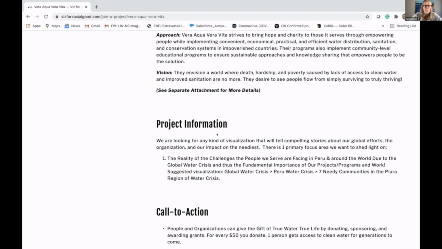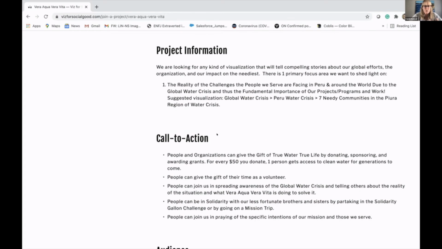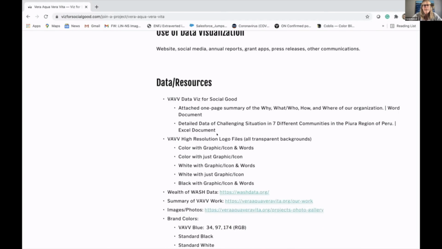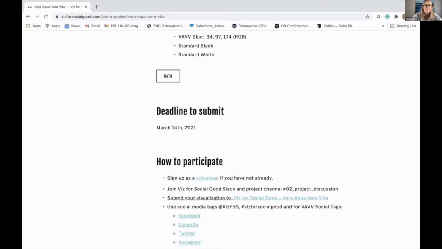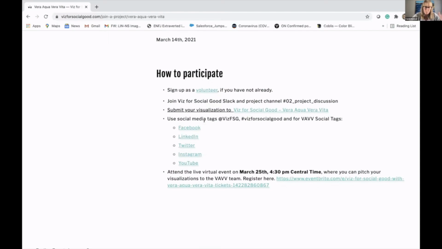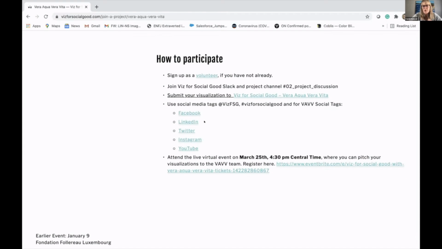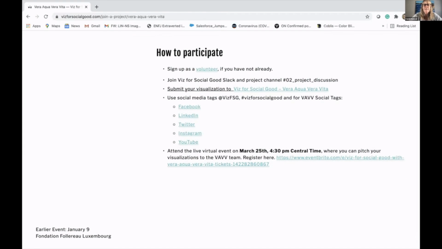So once you sign up to be a volunteer, you come and look at the project, you think, oh, this is great. I really understand this. I really think I can contribute to this. I know what I'm going to do. I can picture what my visualization is going to be. So you get the data, download it, and do your visualization. We usually have a deadline to submit, which we'll put on the project page. And then this is how you submit it.